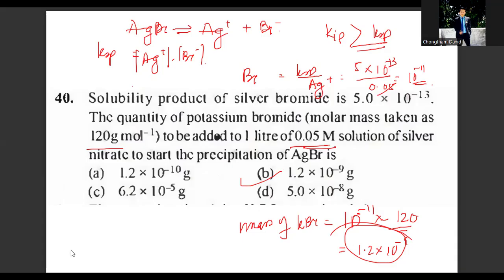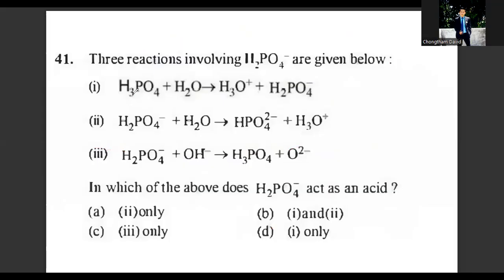Let us see question number 41. 3 reactions involved are given below. Phosphoric acid is diluted with water and changed to the following subsequent ions. In which of the following above does this H2PO4 minus act as an acid?